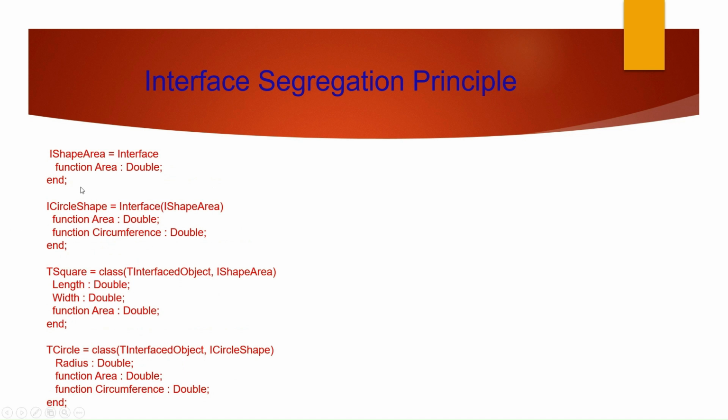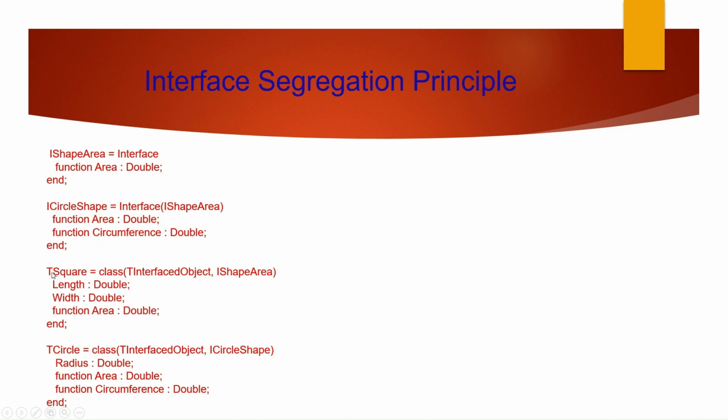So what do we need to do to follow the interface segregation principle? I have created one interface, IShapeArea, which has only the area method. Again, I have created one more interface, ICircleShape, and I'm inheriting IShapeArea into this interface, and here I have given area as one method and circumference as the other method. So now it's clear for us.